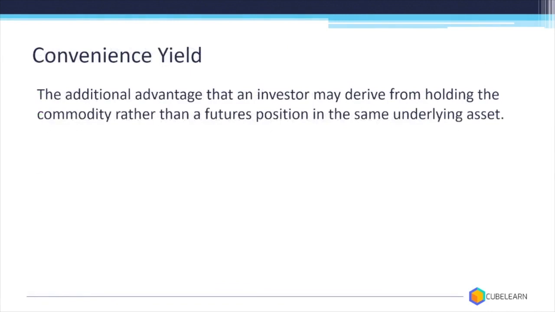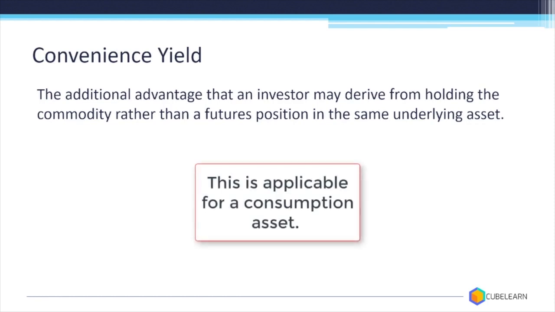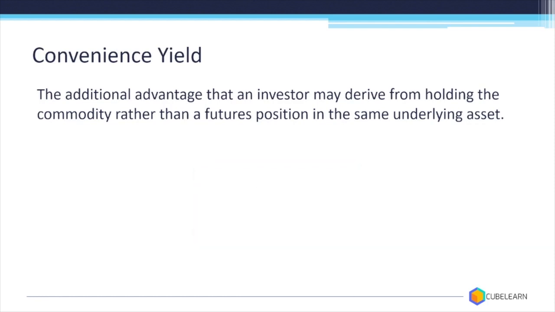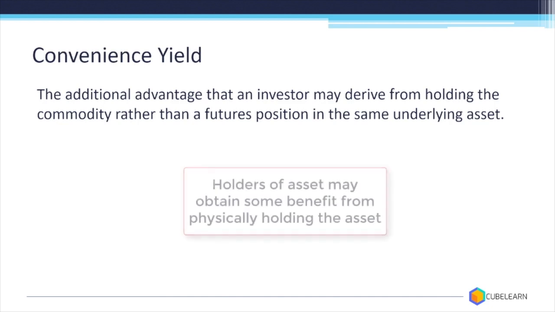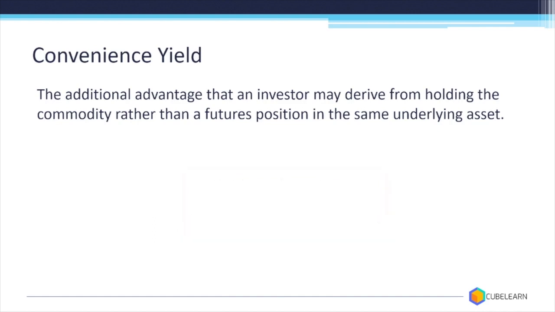Convenience yield is said to be the additional advantage that an investor may derive from holding the commodity, rather than a futures position in the same underlying asset. This is applicable for a consumption asset. Holders of consumption assets may obtain some benefit from physically holding the asset as inventory. It ensures continuity in production process or may generate profit from temporary shortages before maturity date of equivalent futures contract.